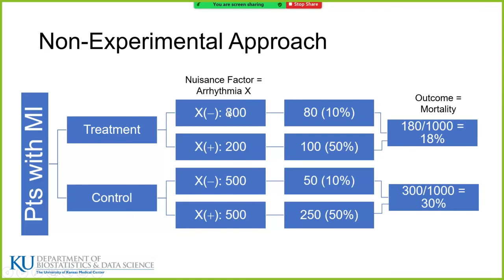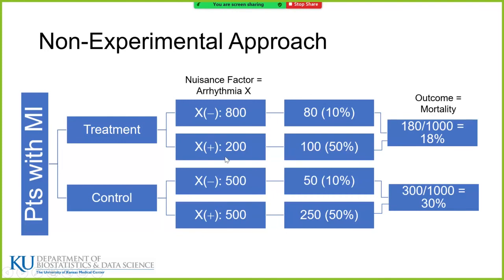Let's look at the distribution of this arrhythmia, the prevalence of the arrhythmia in the treated group. We end up with 800 of the individuals who do not have this arrhythmia, that's the negative sign, and 200 who do. So about 20% of the treated group have this arrhythmia. And about 500, or 50%, of the 1,000 in the control group have the arrhythmia. So more of the control participants have this arrhythmia than the treated group, 50% versus only 20%.